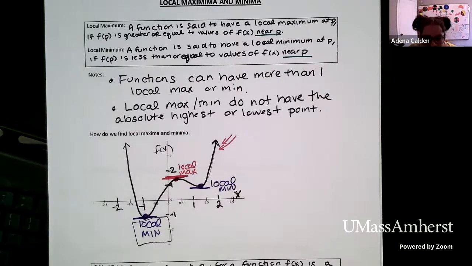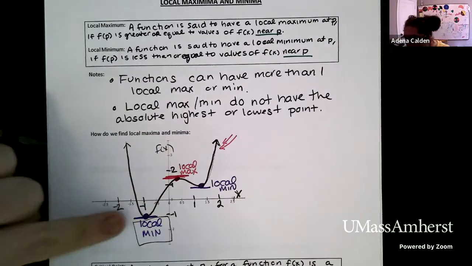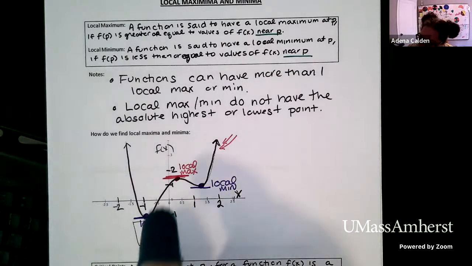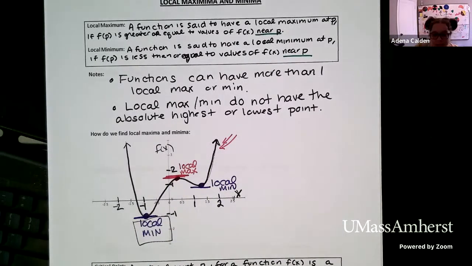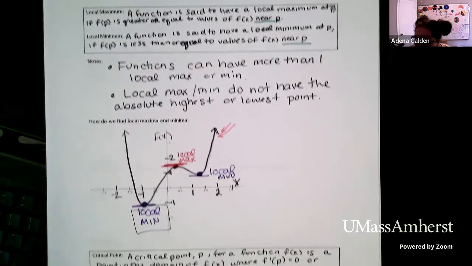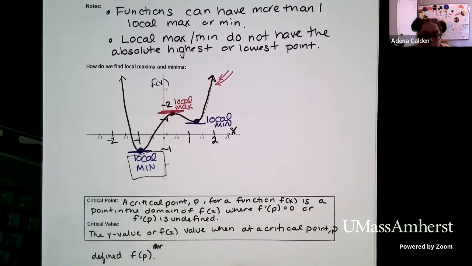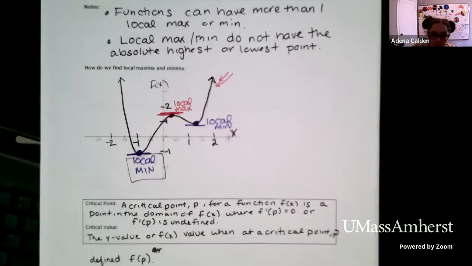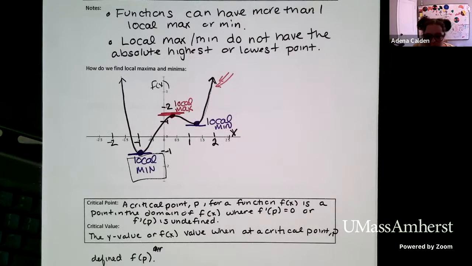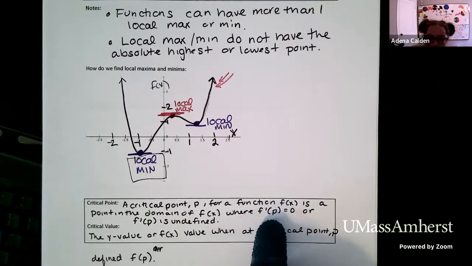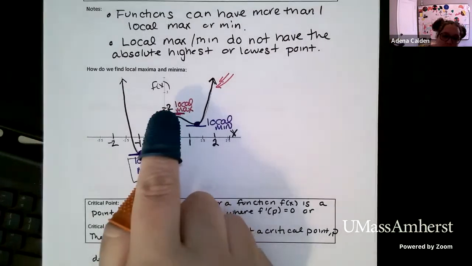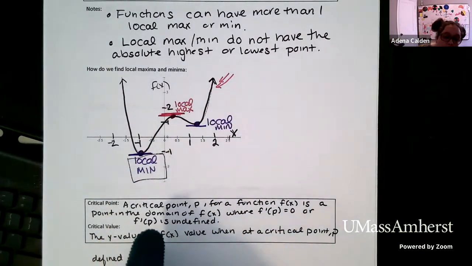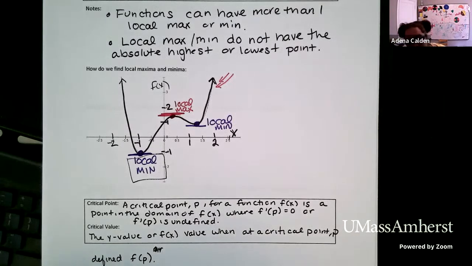So when we identify places where we have these horizontal tangent lines, which again are going to happen at the bottom of cups or the top of hills, we have a special name for these places. Okay, so we call these critical points. A critical point, P, for a function f of x is a point in the domain of the function where the first derivative at that point equals 0. So that's what we're seeing here. This is where the first derivative equals 0, or where the first derivative is undefined.